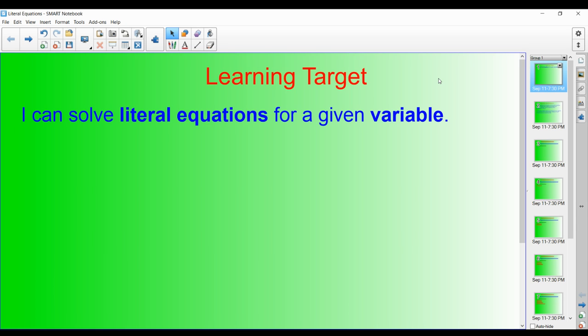Hi everyone. Today we're going to learn how to solve literal equations for a given variable. Now, some of you know literal equations more commonly as formulas. So how to isolate a variable in a formula. So our final answers are not going to be numbers, integers. They're going to have other variables in them.